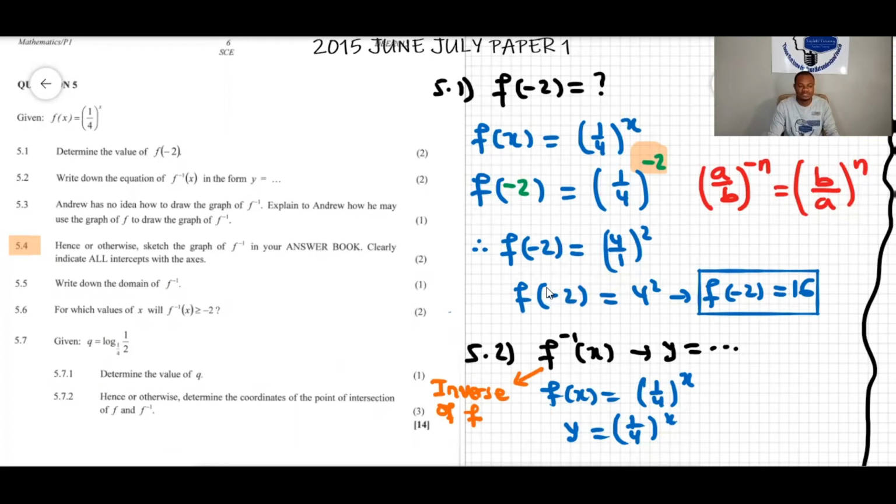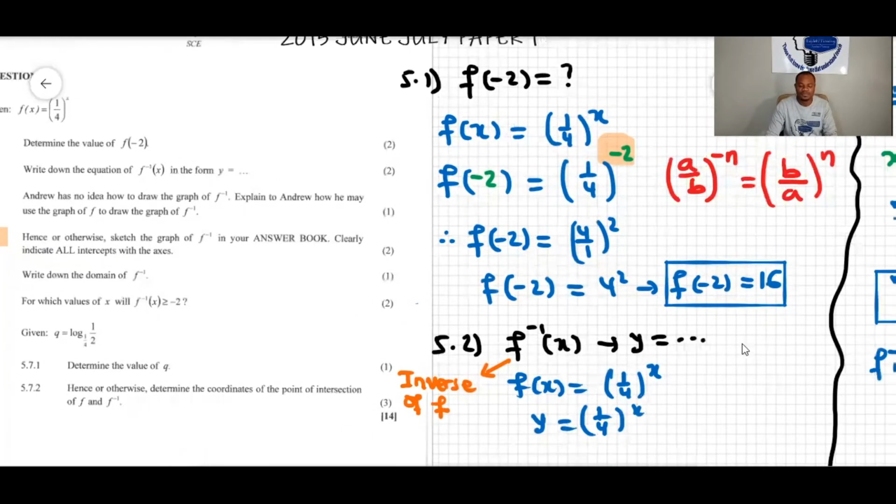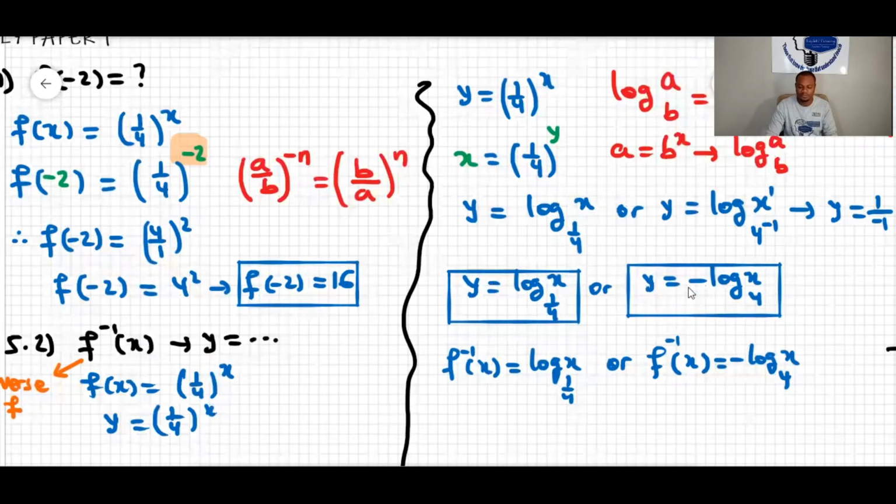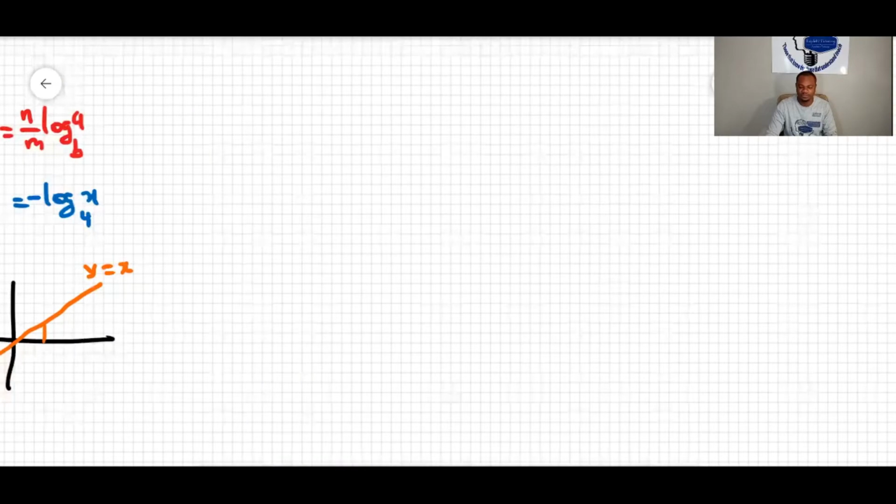The question says, hence or otherwise, sketch the graph of f minus 1 in your answer book. Clearly indicate all intercepts with the axis. All right. I'm going to move this over here, and then I'm going to write here question 5.4. So we need to sketch the graph of f minus 1.